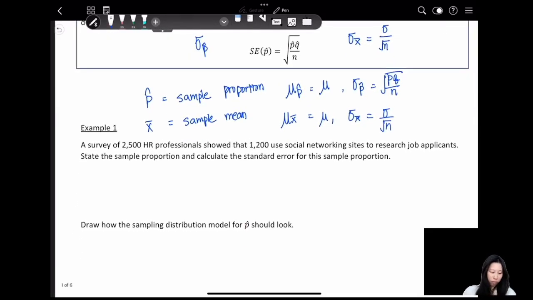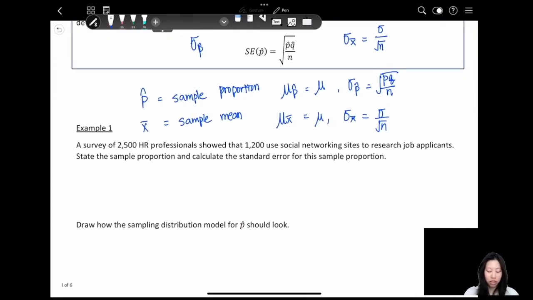Okay, so now take a look. A survey of 2,500 HR professionals showed that 1,200 used social networking sites to research job applicants. State the sample proportion and calculate the standard error for this sample proportion. First of all, we need to find the sample proportion.